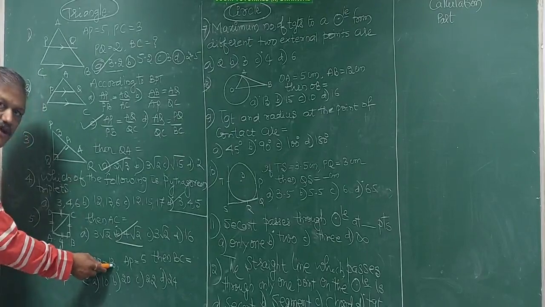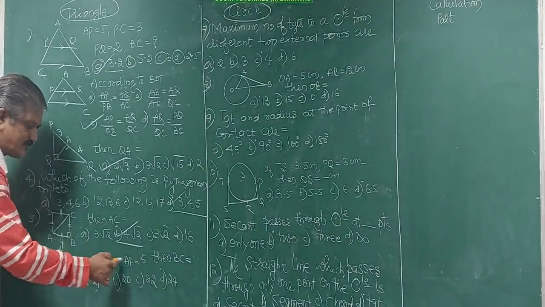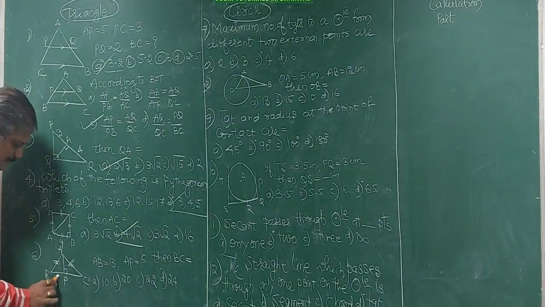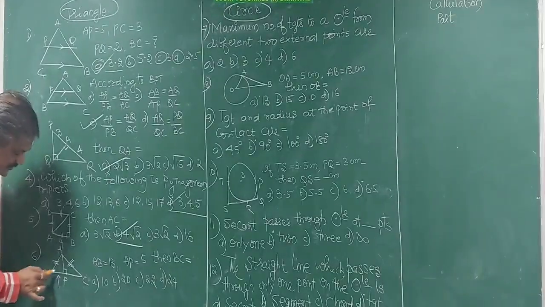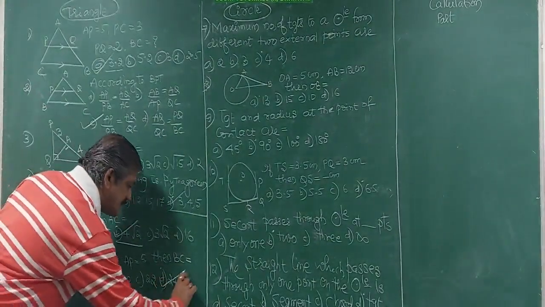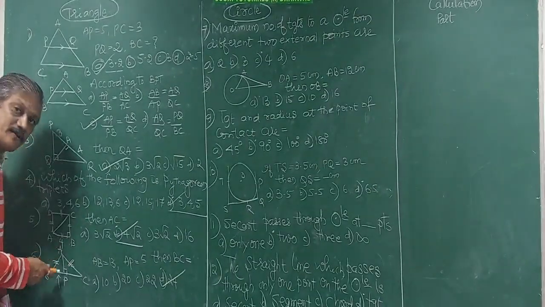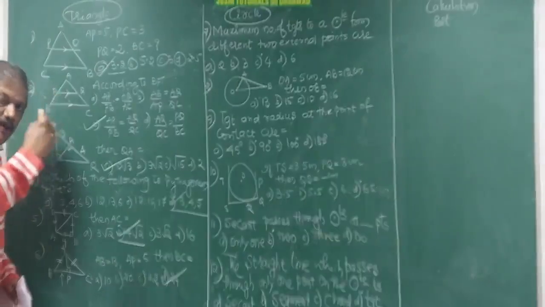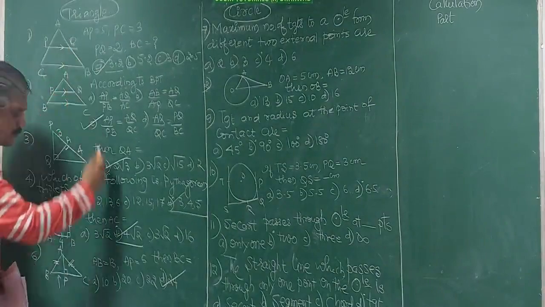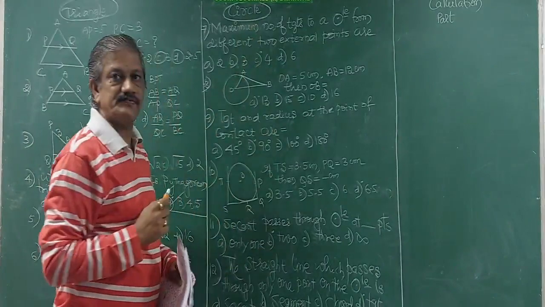You can apply Pythagoras. AB square, 13 square, minus AP square, 5 square. 169 minus 25 is 144. 144 means BP is 12. When this is 12, this must be 12. 12 plus 12, 24. Fastest method. 24. You must know that concept. When you draw the perpendicular, it bisects the base. So, I have solved some questions based on triangles. Now I move on to circles.